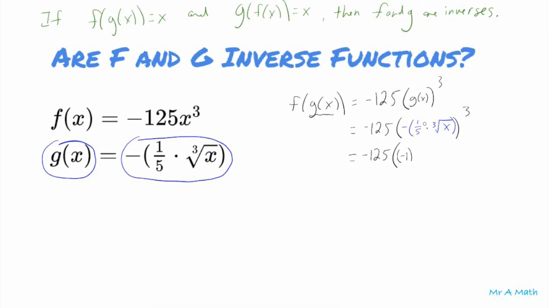And then I know that this third power gets distributed to each individual term since it's all multiplication. So it's negative 1 to the third power times 1/5 to the third power times the cubed root of x to the third power. And now we just have to resolve all this. So it's negative 125 times negative 1 to the third power is just negative 1 times 1 over 125 times the cubed root to the third power. Those are inverse functions, so they'll cancel out. And that just gets me x.